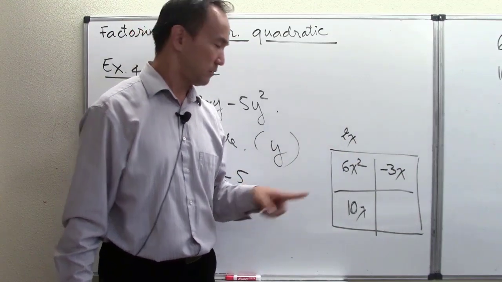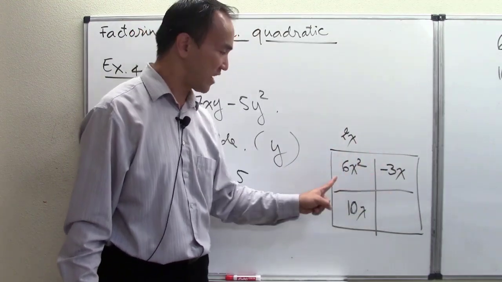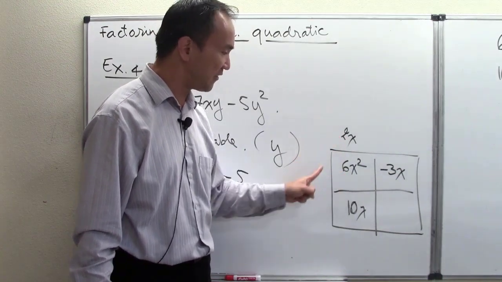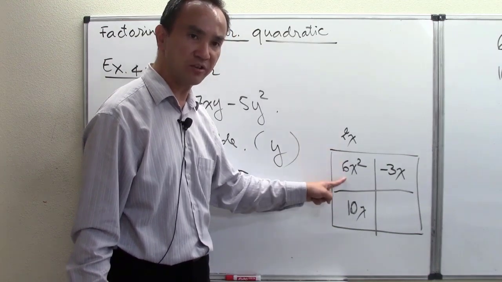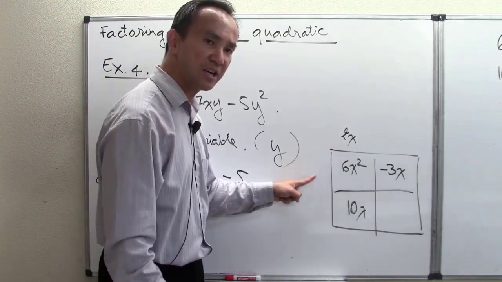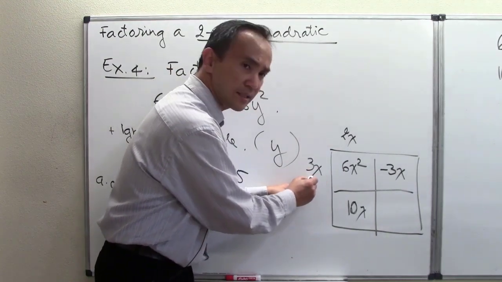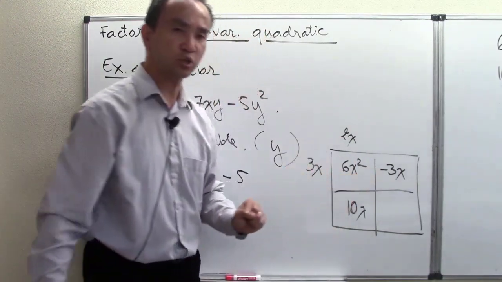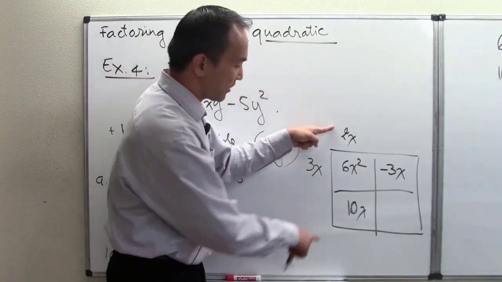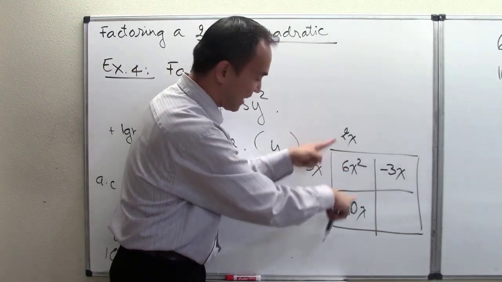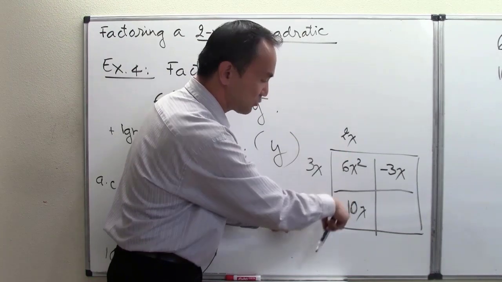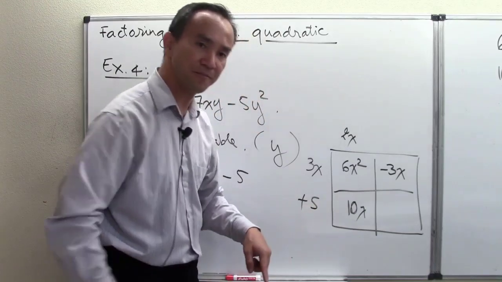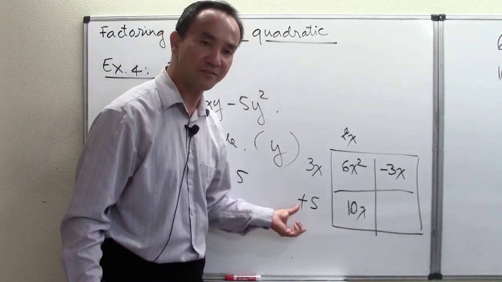Now think about this square as a multiplication table. We already have 2x here. For this entry, 6x squared, I need a factor that multiplied with 2x gives me 6x squared. So that other factor has to be 3x, because 3x multiplied with 2x gives me 6x squared. The same way here, with 2x, I need a factor that multiplied with 2x gives me 10x. So that other factor has to be positive 5.